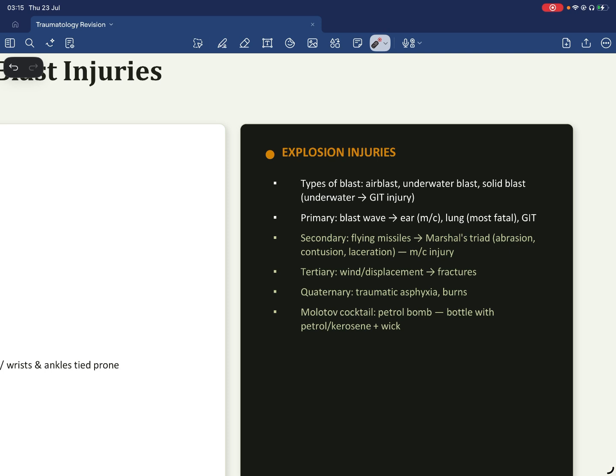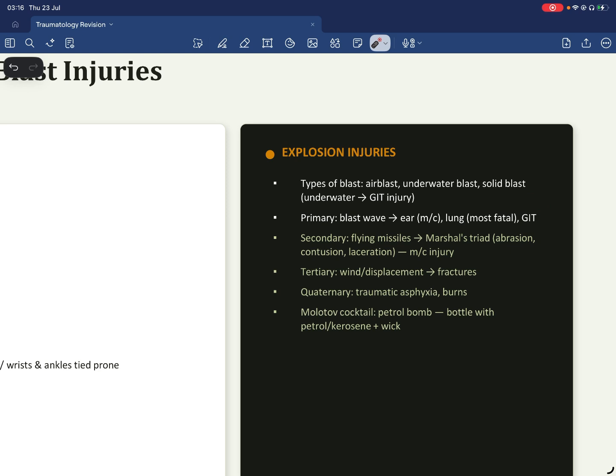Injuries in explosions are caused due to the blast wave. Secondary injuries are caused due to flying debris. Tertiary injuries are caused due to wind or displacement of structures, and quaternary injuries are seen as traumatic asphyxia or burns. The most common primary injury of explosions is seen in the ear. The lung can be the most fatal, and we have GIT injuries.